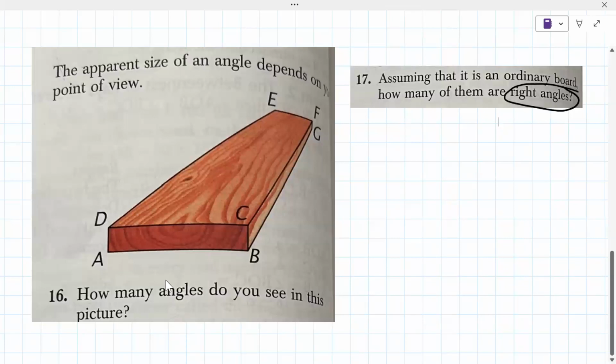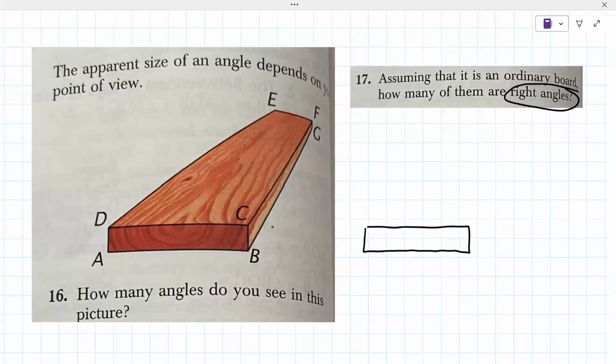But some of them don't look 90 degrees, do they? It depends on the perspective you have. Now, one of the questions I have, because I've never seen this book before, is: do they also want you to include the ones that you can't see, or just the ones that are visual?